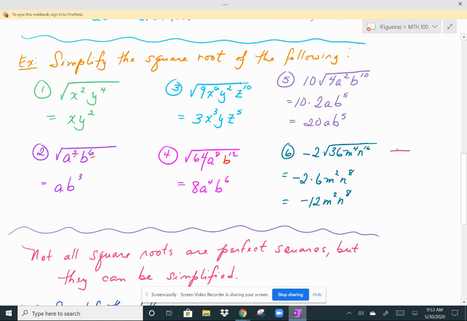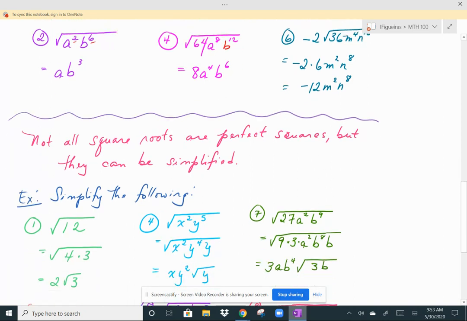Okay, here's another one with a coefficient. Negative 2 is outside of the radical, so anything that comes out of the radical gets multiplied by negative 2. So the square root of 36 m to the 4th n to the 16th is 6m squared n to the 8th. Multiply the negative 2 and the 6, and you get negative 12m squared n to the 8th power.